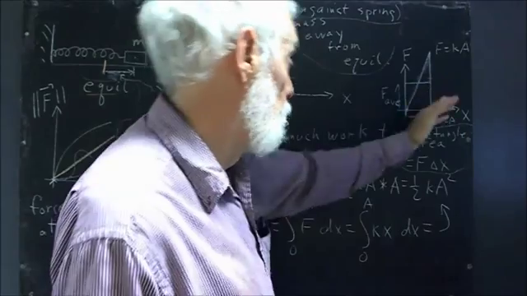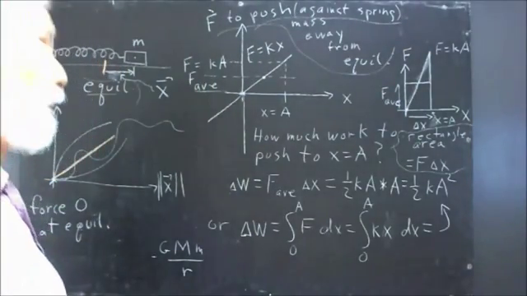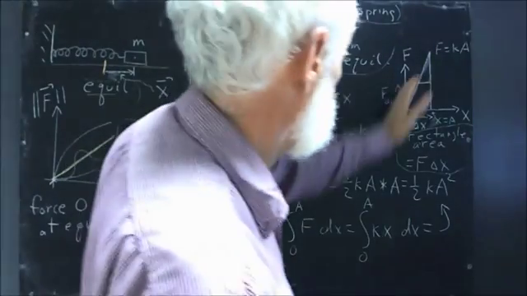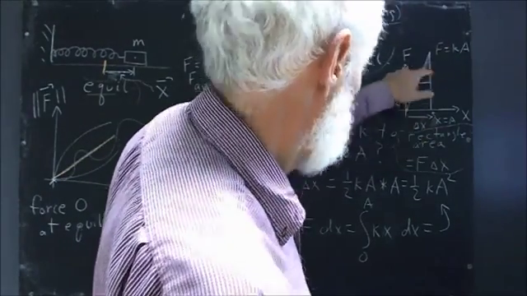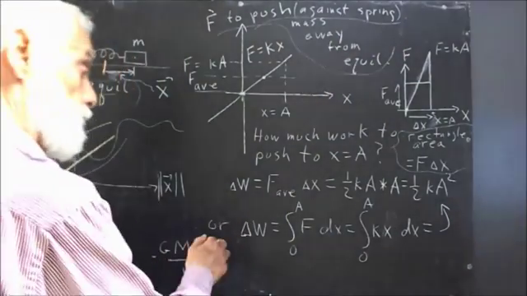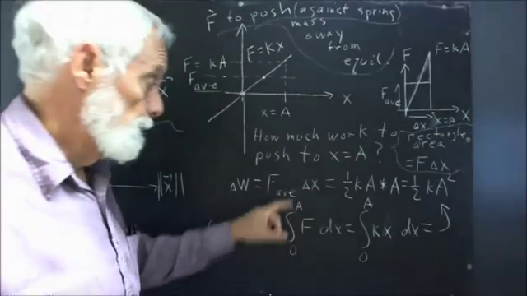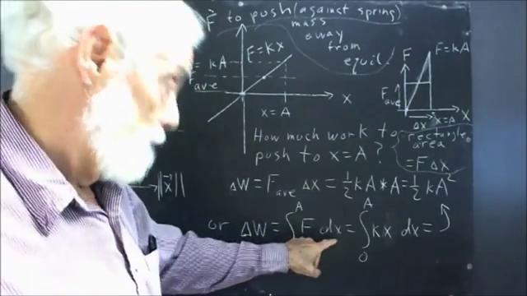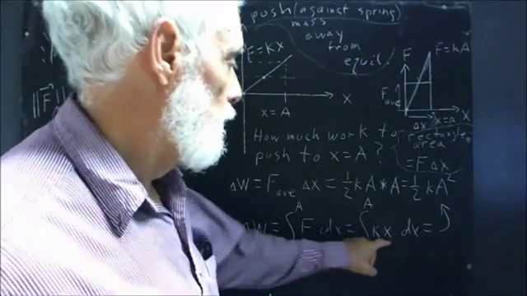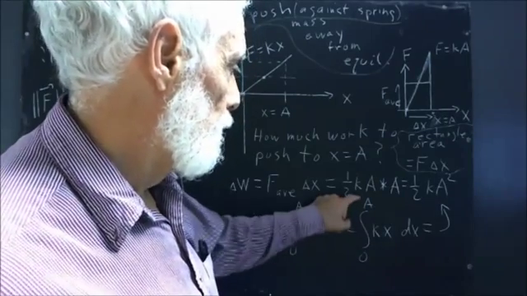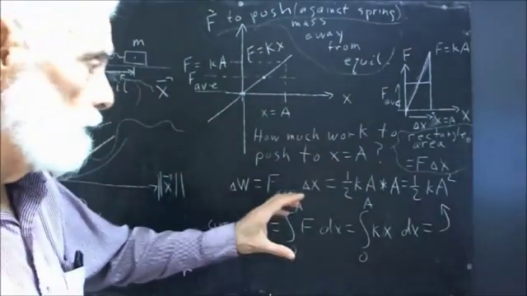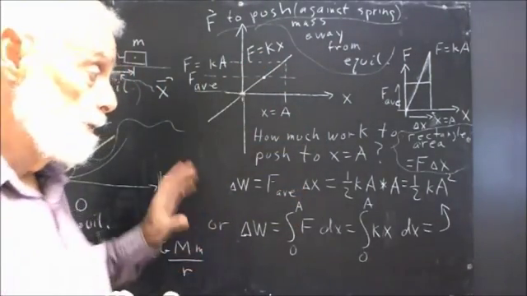The product of the force and the displacement, or the product of the average force and the displacement, depending on whether we're looking at this rectangle or this triangle. They have equal areas, equal amounts of work. Alternatively, we could say that the work done is the integral from 0 to a of the force times dx, the force being kx. If we integrate kx from x equals 0 to x equals a, you can verify that we get 1/2 Ka squared, and you should be able to reproduce this entire argument at any point.